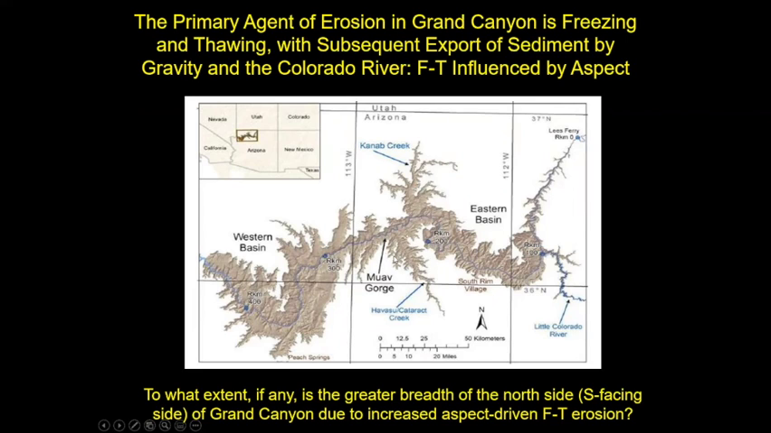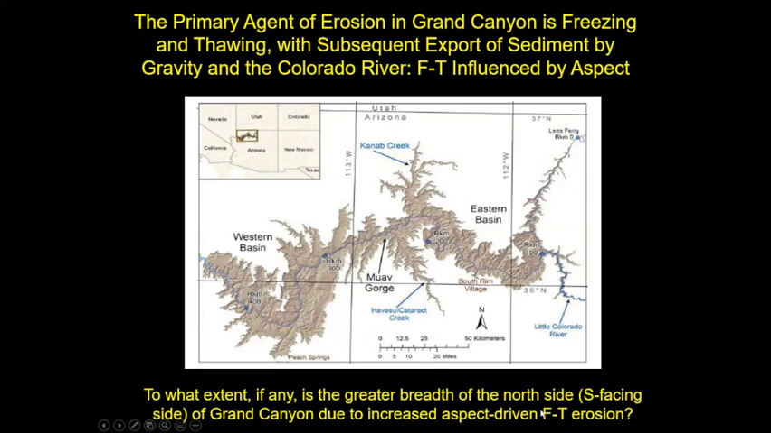But freezing and thawing is what's responsible for the canyon being almost 20 miles wide at the lower reach, whereas it's only a mile deep or less than a mile deep. So the width of the canyon is really a function of freezing and thawing in a pretty big way. But as we all know from doing our hike across Grand Canyon, south rim to north rim, the north side is this more gradual slope. So a question I have about this is, to what extent, if any, is the greater breadth of the north side, which is a south-facing slope, due to increased aspect-driven erosion?